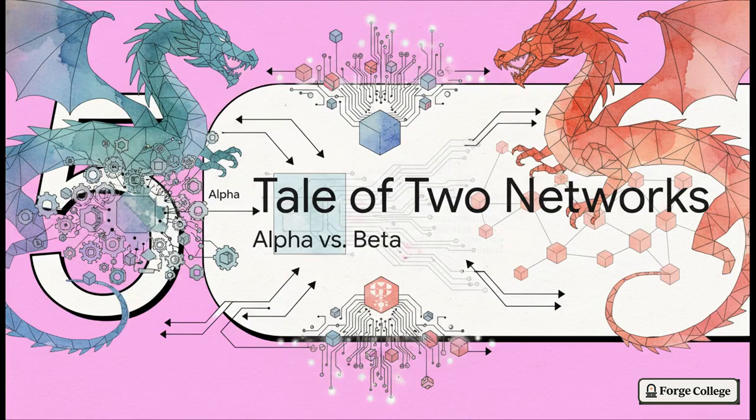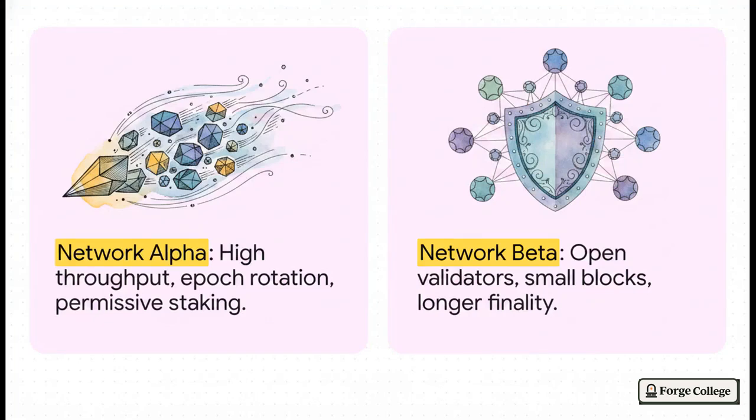Part five, tale of two networks. Let's actually put our framework into action by throwing two networks into the ring, alpha versus beta. Let's contrast their core design philosophies. On the left side, we have network alpha. Now, alpha has a serious need for speed. It prioritizes high throughput, it uses an epoch-based leader rotation and permissive staking.